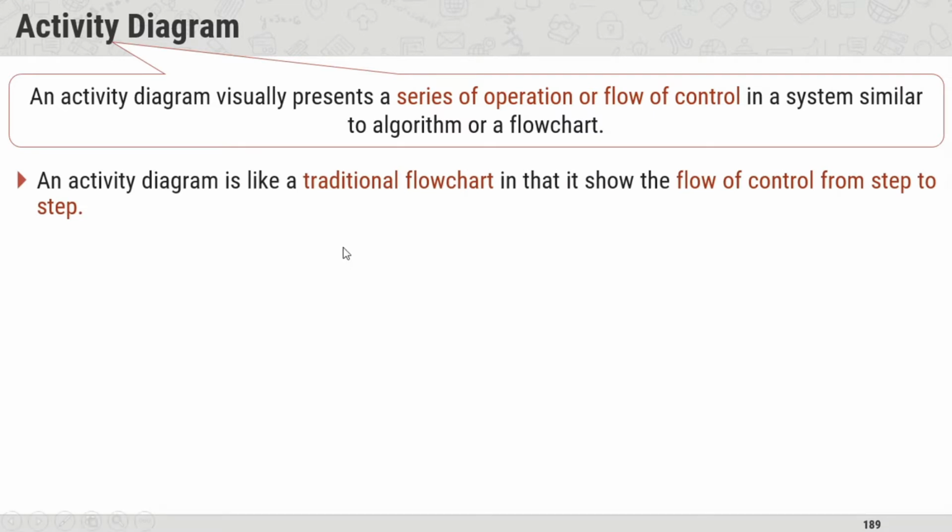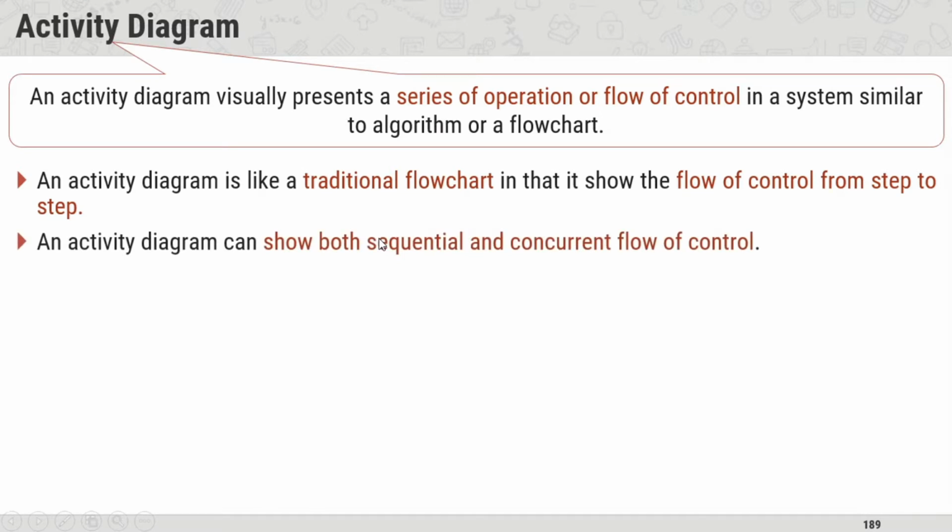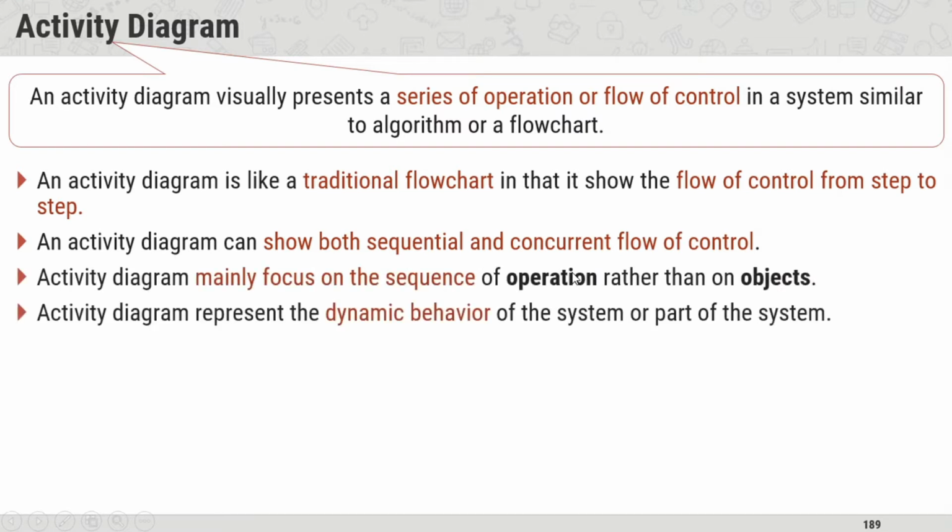An activity diagram is like a traditional flowchart in that it shows the flow of control from one step to another. An activity diagram can show both sequential and concurrent flow of control, and it mainly focuses on the sequence of operations rather than objects. So what operations you are going to perform, rather than what objects you have in that system. That is the main focus, and it usually represents the dynamic behavior of the system. It shows how my system will work.